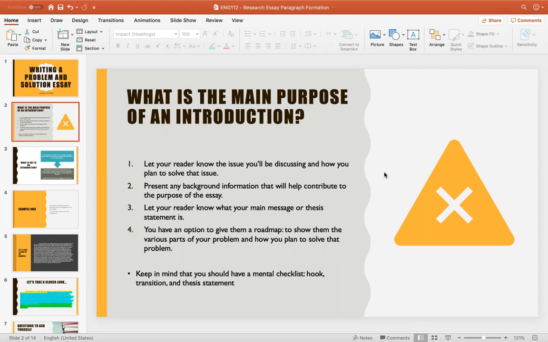Letting your reader know what your main message or your thesis statement is. And then you have an option to give them a roadmap to show them the various parts of your problem and how you plan to solve that problem. Keep in mind that you should have a mental checklist. You always need a hook, a transition, and a thesis statement. And again, one of the main things that you need to remember about that thesis statement is that it's a two-part thing. You should have your problem and your solution.